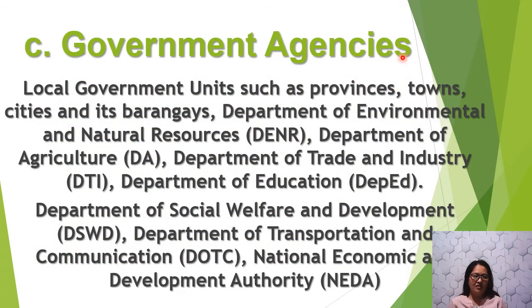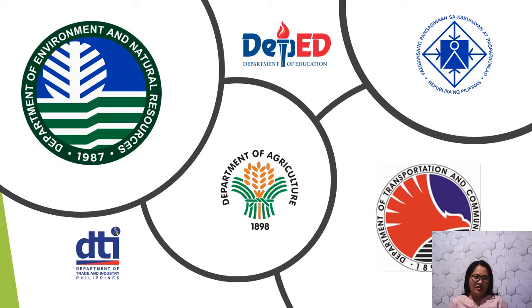Letter C, government agencies. Local government units such as provinces, towns, cities, and its barangays. Department of Environmental and Natural Resources, DENR. Department of Agriculture, DA. Department of Trade and Industry, DTI. Department of Education, DepEd. Department of Social Welfare and Development, DSWD. Department of Transportation and Communication, DOTC. And National Economic and Development Authority, NEDA. In legislative requirement, these are the following agencies involved. This picture shows the different logos of government agencies in the Philippines that are involved in farm production.